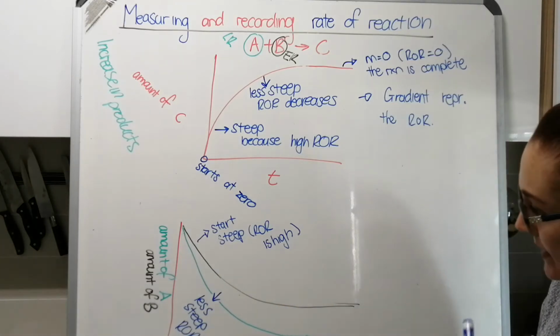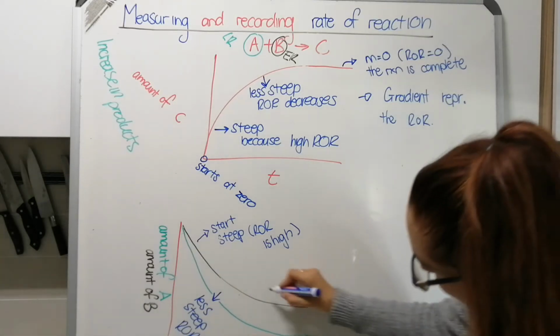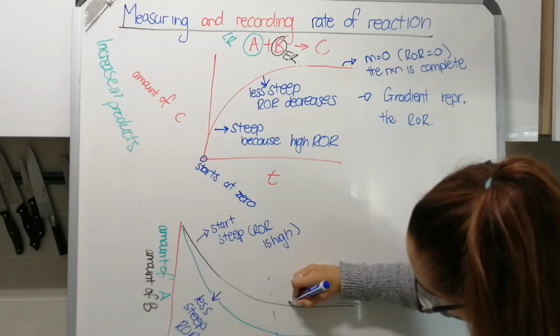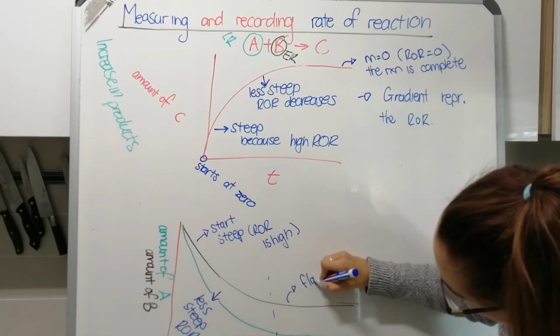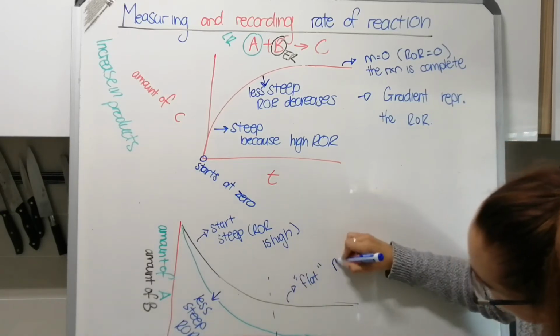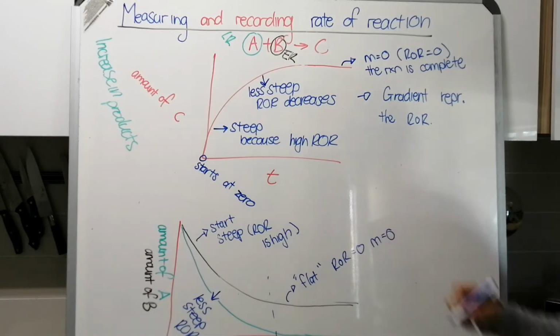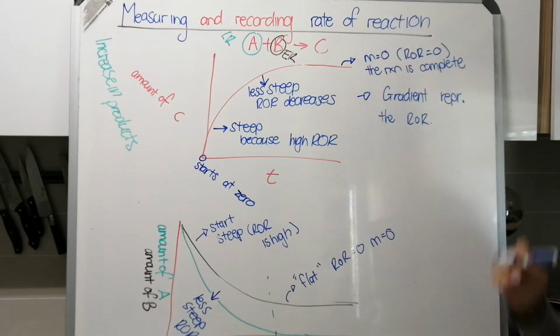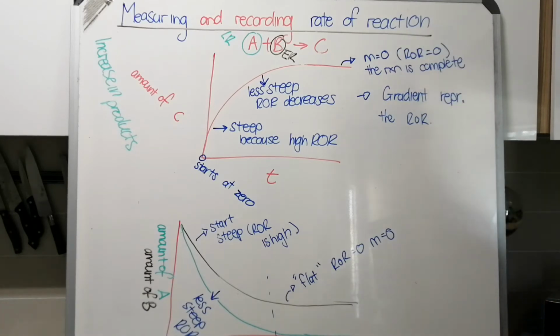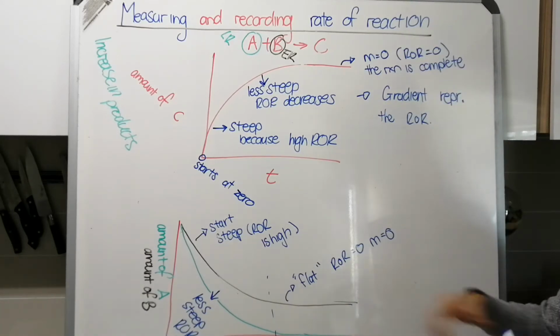Okay, so these flatten out at roughly over here. And when it's flat, that means that the rate of reaction equals 0 because the gradient equals 0. Okay, same thing here. When it's flat, it means the reaction has stopped. And now the reason for them being in different places.